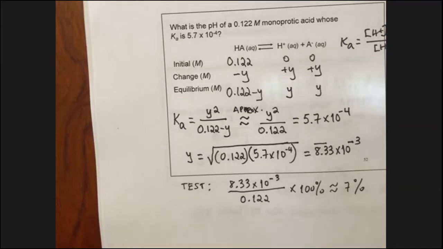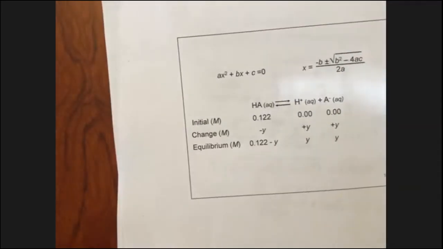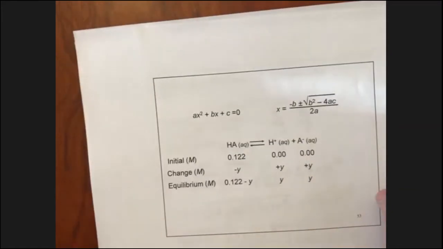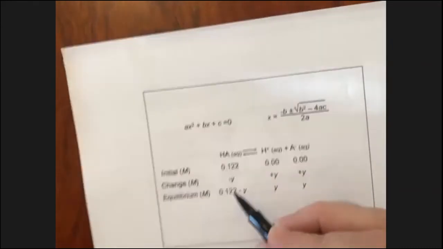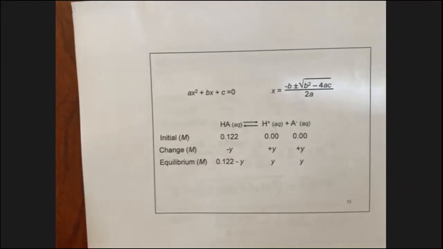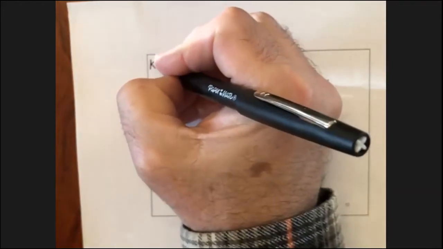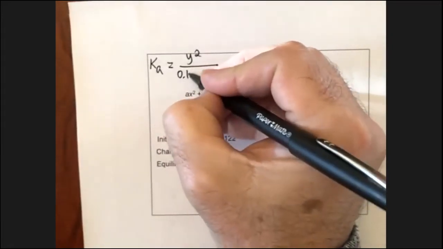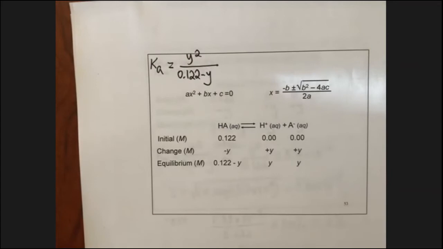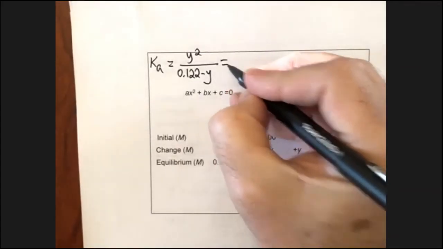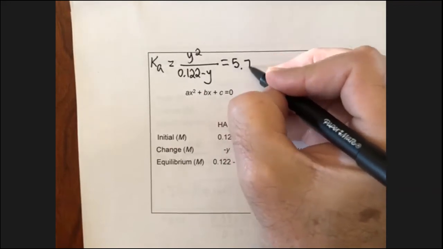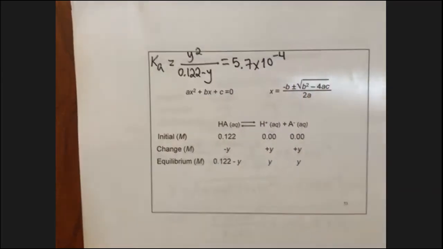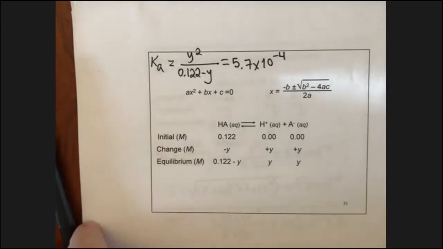All right. So if you go to your next slide, it has something that looks like this. Let's go ahead and write out what our values were. So this is where we started. I have here, again, the ice table. So we decided that Ka is going to be Y squared over 0.122 minus Y. We cannot assume that that change is negligible anymore. And this is going to be equal to 5.7 times 10 to the negative 4. And now we have to rearrange that into a quadratic equation that has this form here.